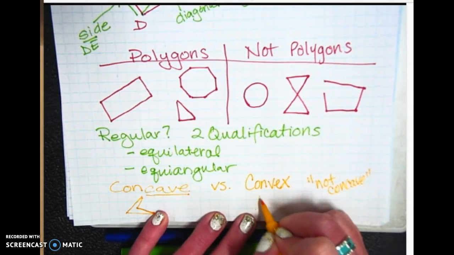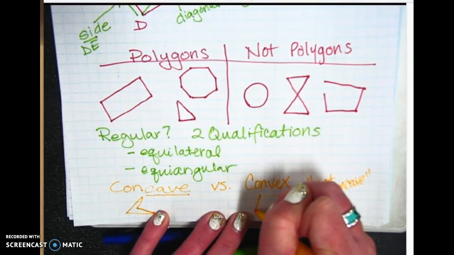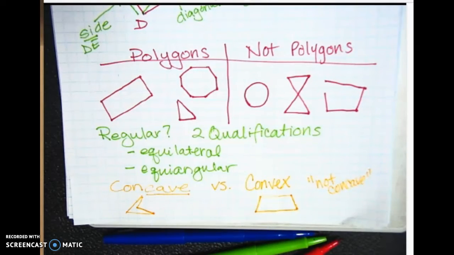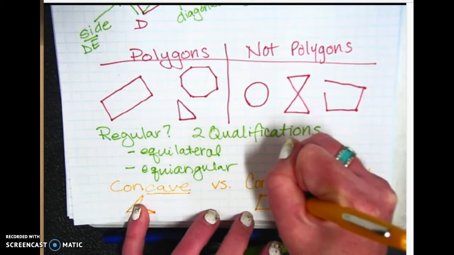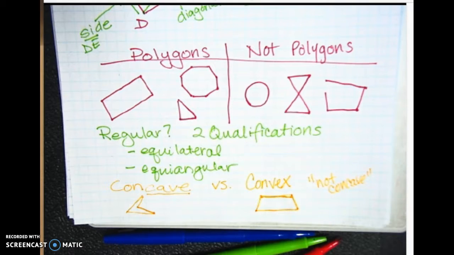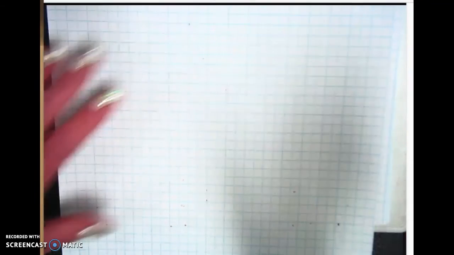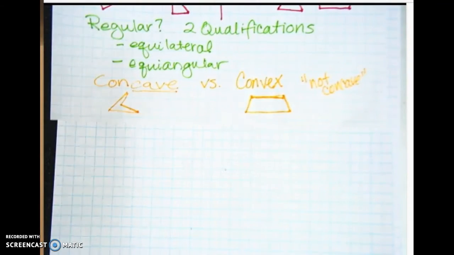Versus convex, this pen is dying, does not go in on itself and looks a little more like that. I'm going to move this up. You'll see it in just a second if you're still writing. There it is.